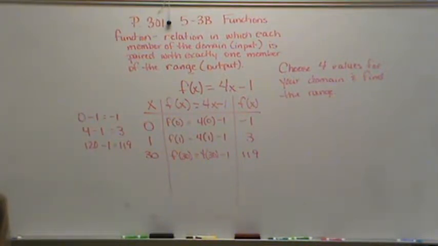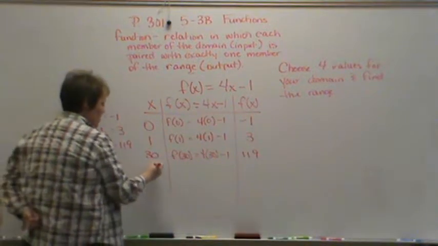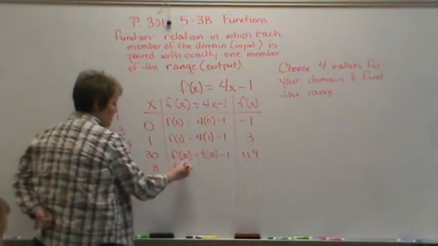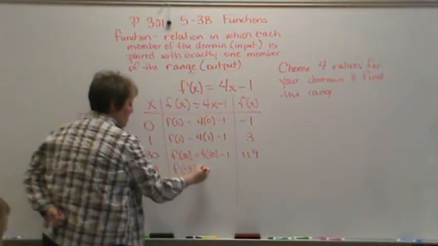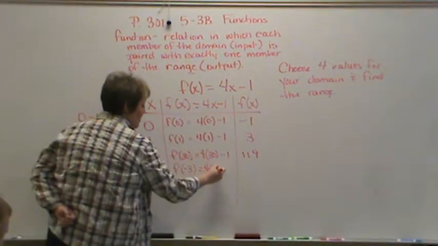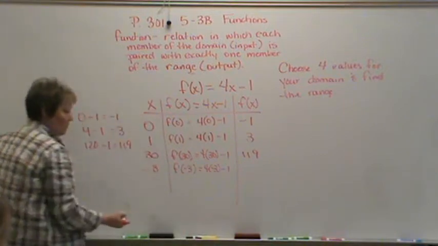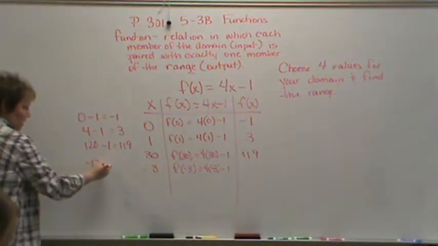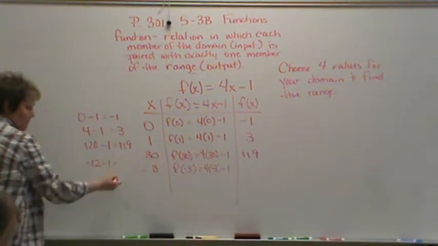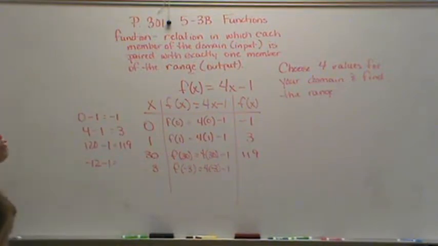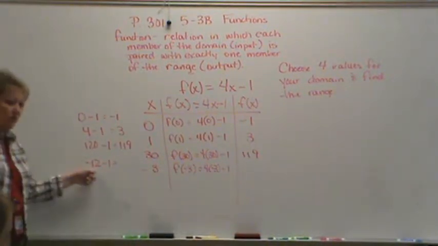Somebody give me a negative. Negative 3. That'll be negative 12 minus 1, and then that's negative 13. Think about that. Your quarterback loses 12 yards.